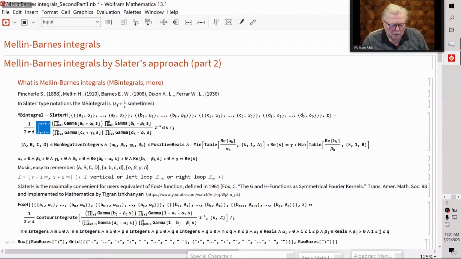And the history of these integrals started from the work of Pincherle, and then Mellin and Barnes. Mellin introduced the Mellin transform, which is equivalent to the Laplace or Fourier transform. I mentioned this in the previous lecture. Dixon and Ferrar also studied it, and at last in the 40s, Meijer introduced the Meijer G function.